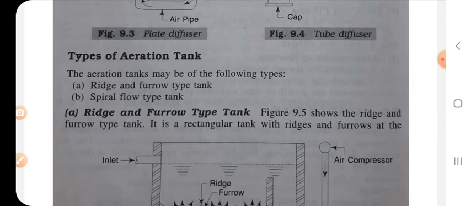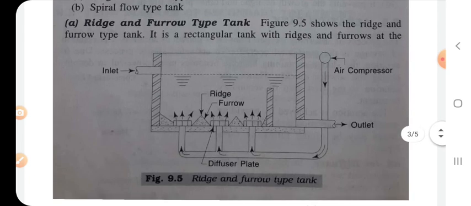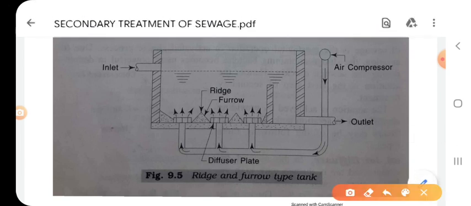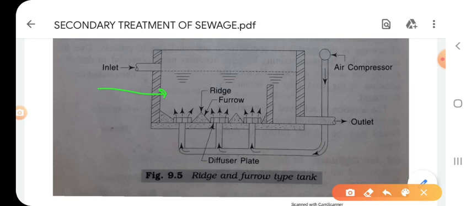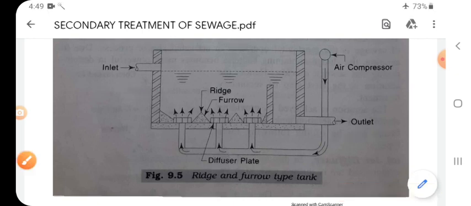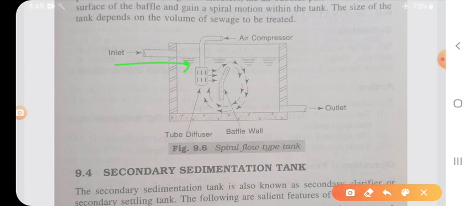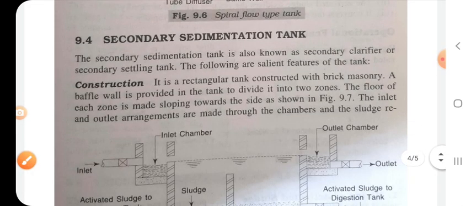Types of aeration tank: ridge and furrow type tank, and spiral flow type tank. See the picture of the ridge and furrow type tank: this is the inlet, air compressor, and the outlet. Next is the spiral flow type: this is the inlet and air compressor, and this is the outlet.